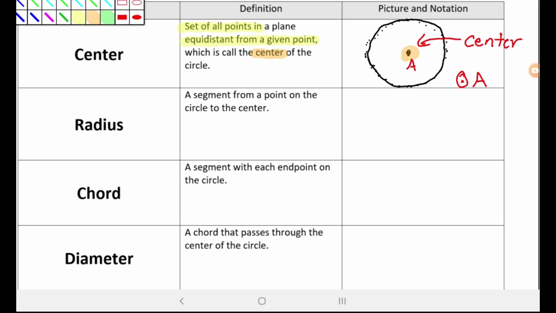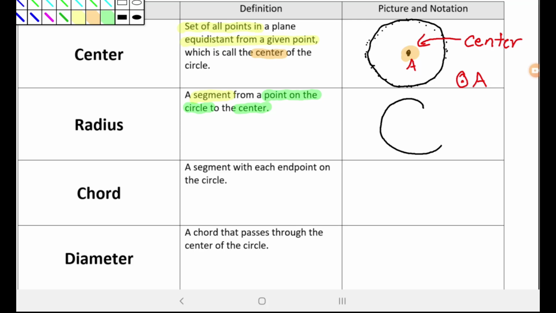Now a radius, a segment from the point on the circle to the center. So we know it has to be a segment, so that's key. From a point on the circle, so it has to be a point on the circle, and then back to the center again. All right, so that's what we're looking for, a segment that connects a point on the circle to the center. So let's draw this one out.